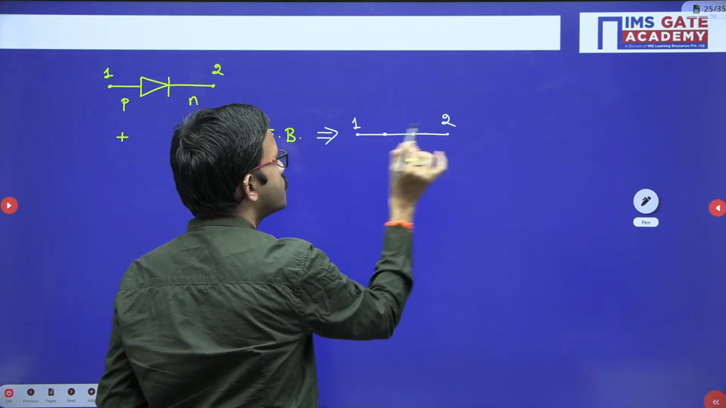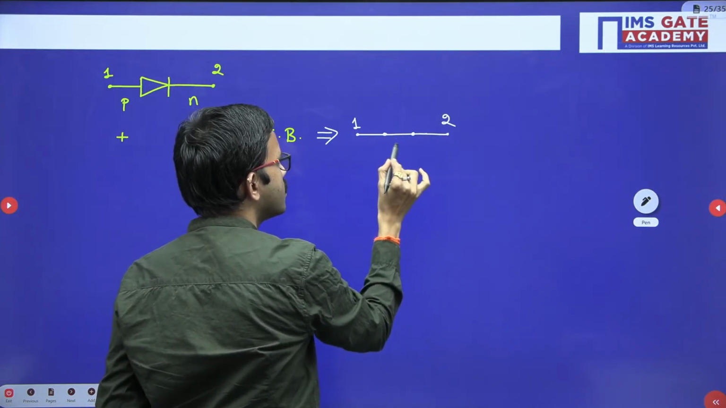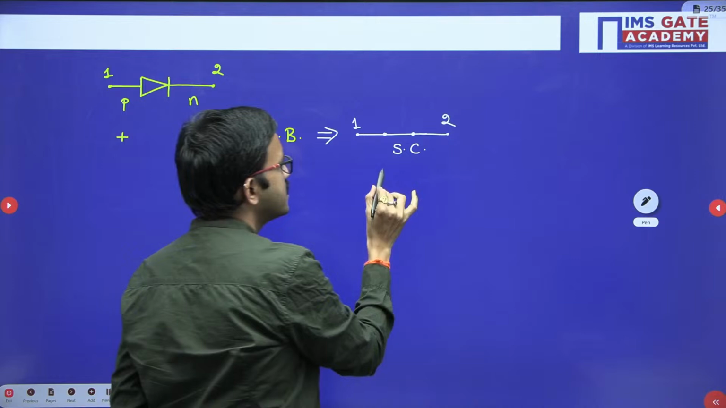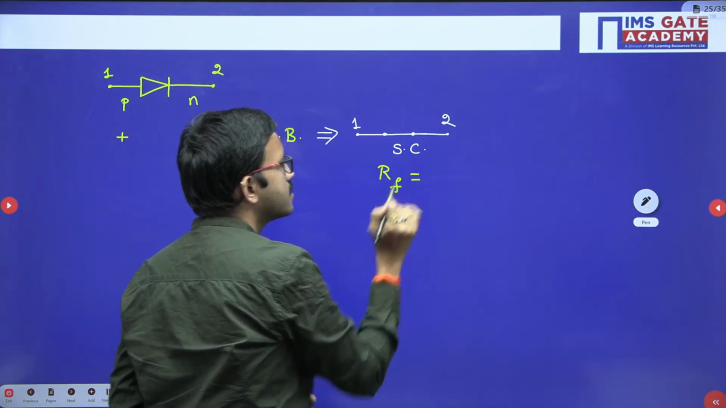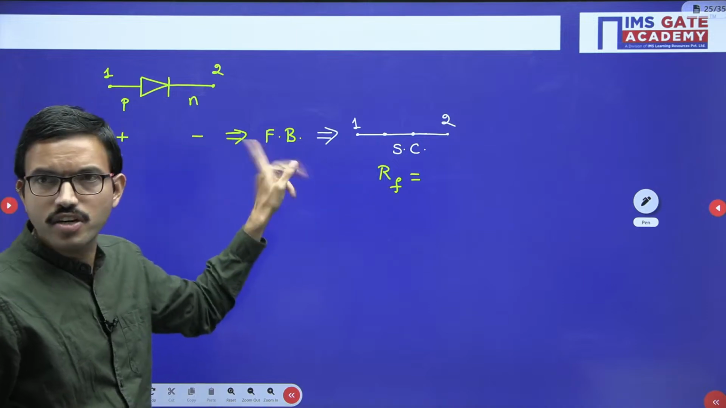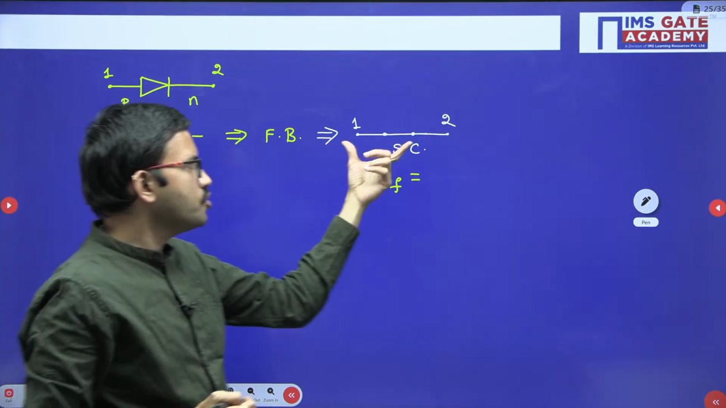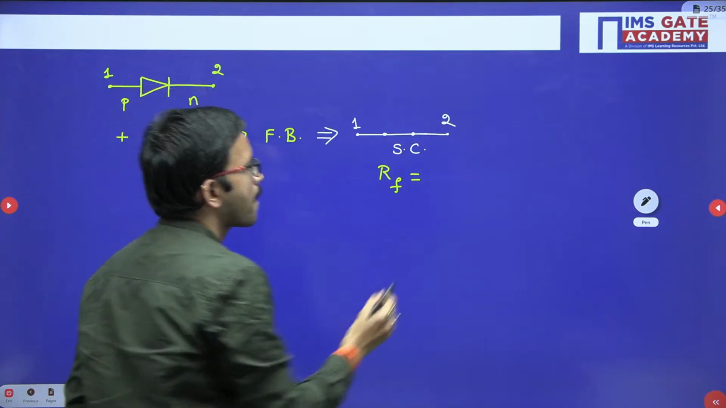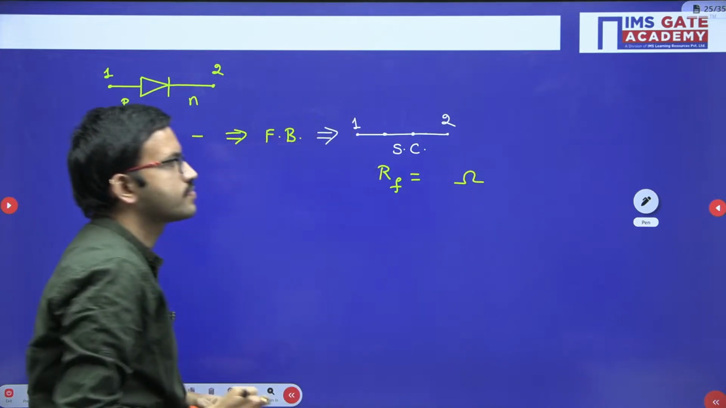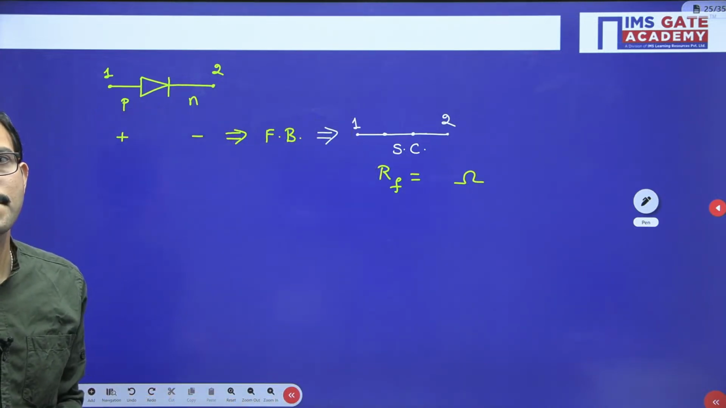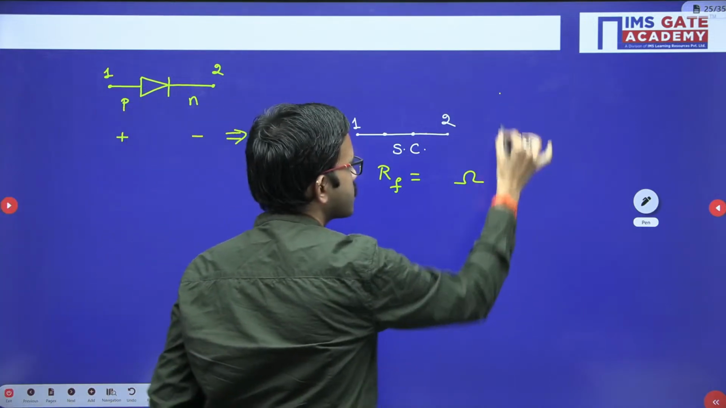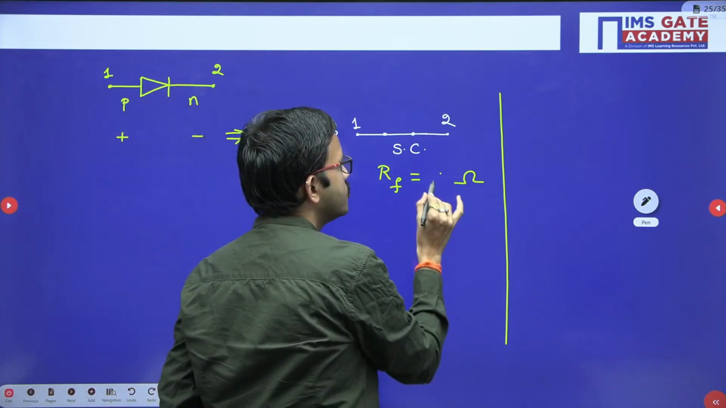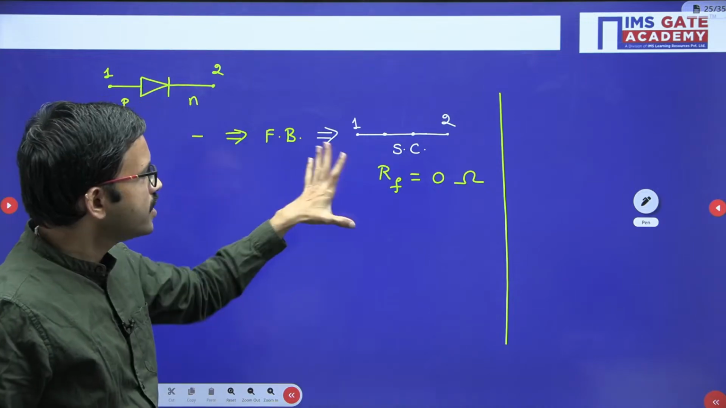Between terminals 1 and 2, here we are representing as a short circuit. Since it is in forward bias, I am representing the resistance as R suffix F. F stands for forward bias. Now can you tell, whenever you have shorted two terminals, what is the resistance value? Any guess? Whenever terminals are shorted, the resistance value will be 0. This is for the ideal diode.